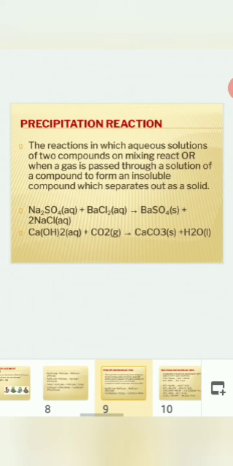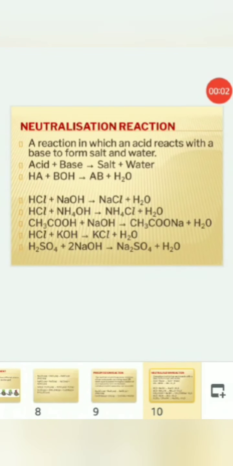Next, now here you see neutralization reaction. As the name suggests, acid and base will neutralize to give salt and water. So the reaction where an acid reacts with a base to form salt and water is called a neutralization reaction. Here you will have acid plus base gives you salt plus water. So the general form, if you take HA as the acid and BOH as the base, will give you salt AB plus water. Now hydrochloric acid plus sodium hydroxide gives you sodium chloride plus water.